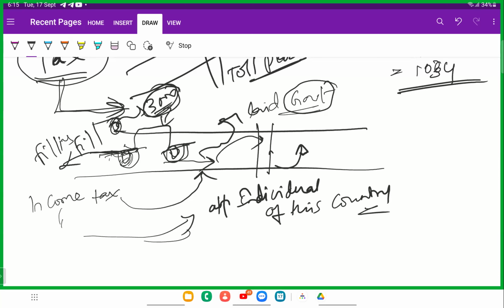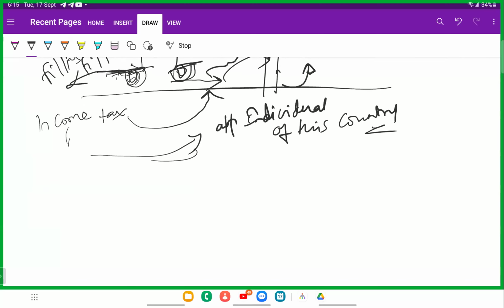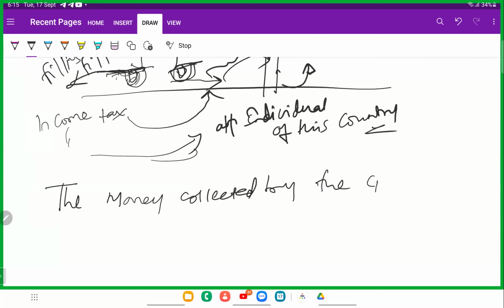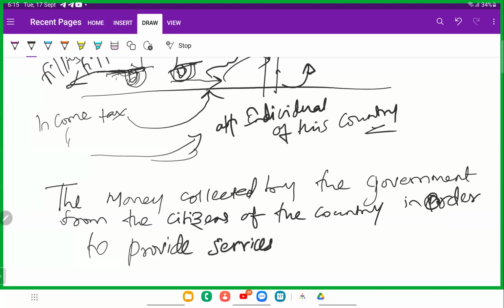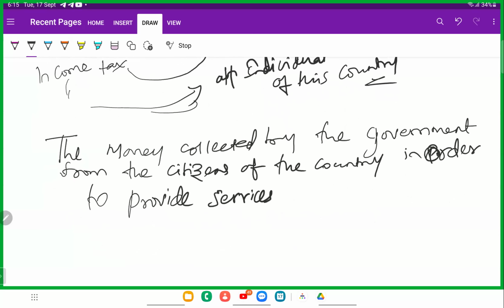So please write down the tax definition. The money collected by the government from the citizens of the country in order to provide services is called tax.